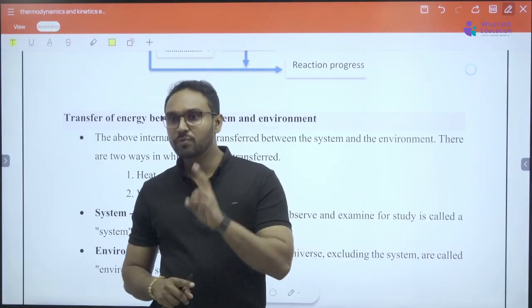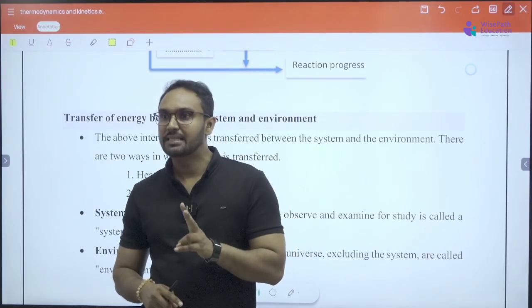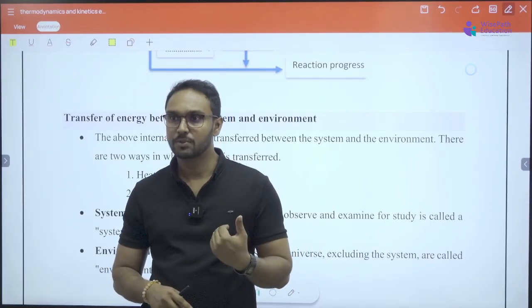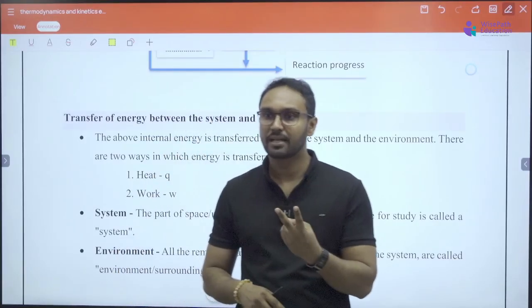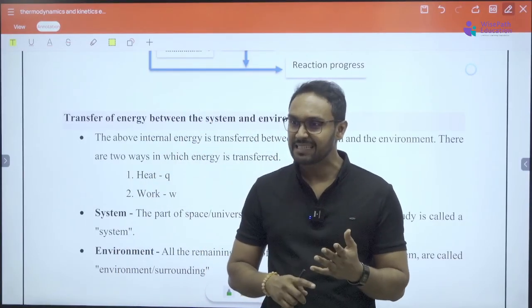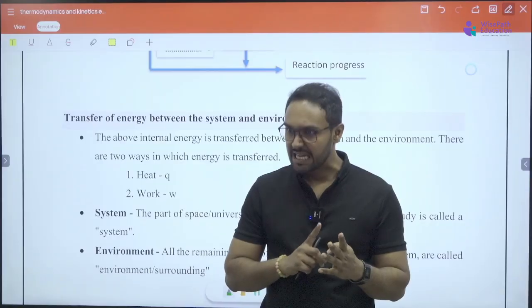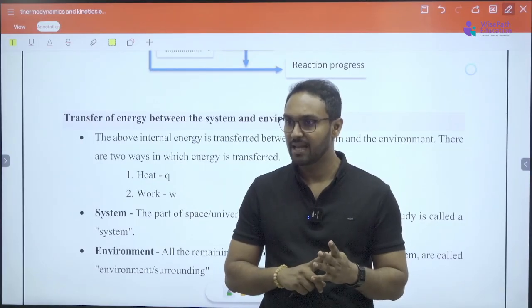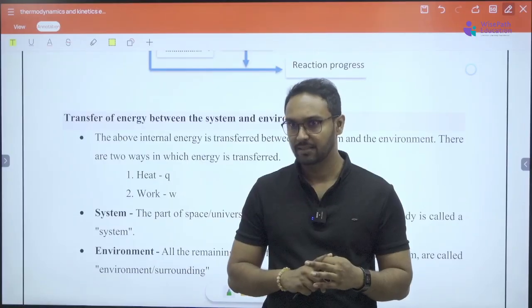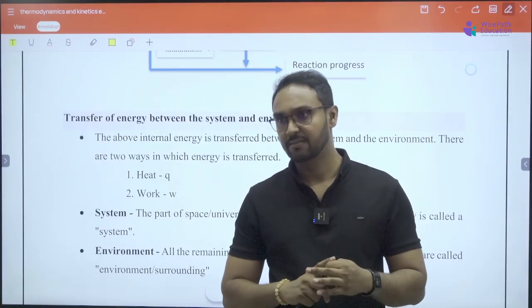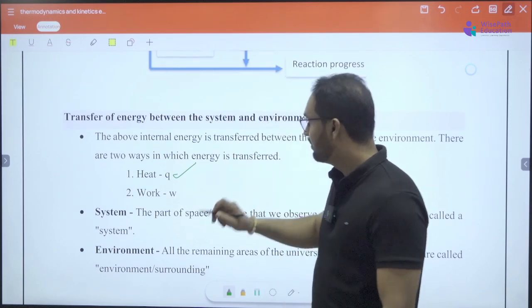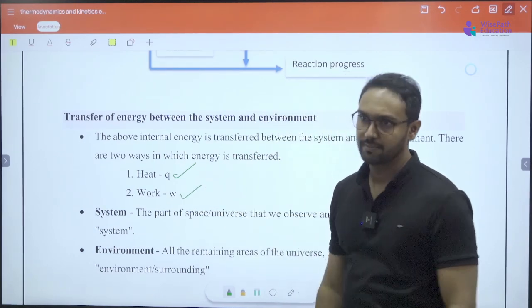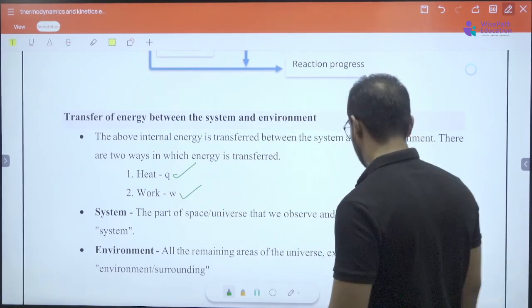And there are two ways that the energy is exchanged from the system to the environment and from the environment to the system. One is as heat. The other is work done. There are two ways the energy is exchanged: one is heat, the other is work done. I'll take an example like this.